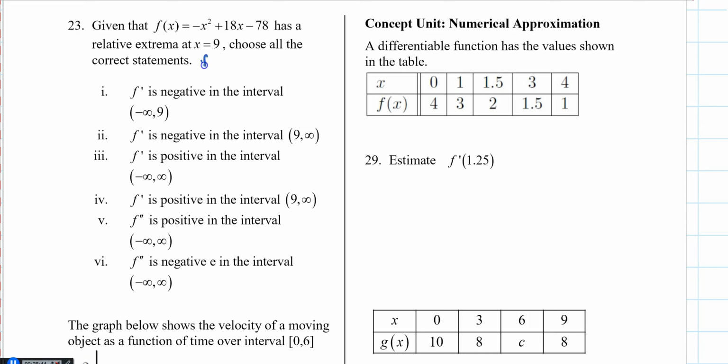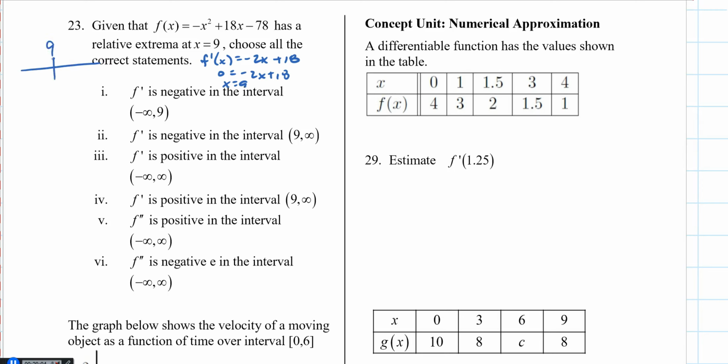So let's see how we got that. f prime of x is going to be -2x plus 18. Set that equal to 0. So x is definitely equal to 9. That is my critical value. I can make my chart.